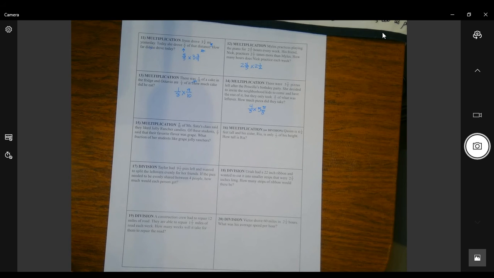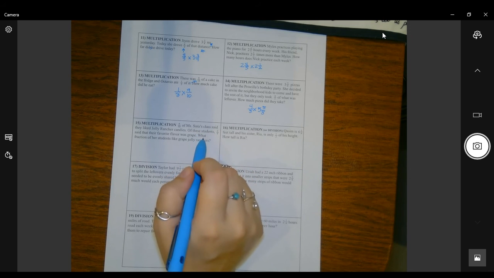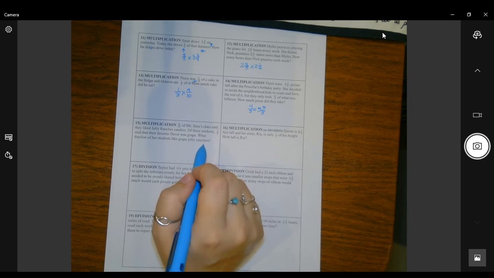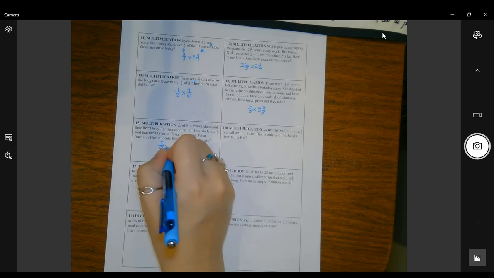Okay, the next one says 9/10 of Miss Sarah's class said they liked Jolly Rancher candies. Of these students, 2/9 said that their favorite flavor was grape. So what fraction of her students like grape Jolly Ranchers? Okay, so 2/9 of those students that said they like Jolly Ranchers like the grape flavor. So 2/9 of the 9/10 who said they like Jolly Ranchers prefer grape.